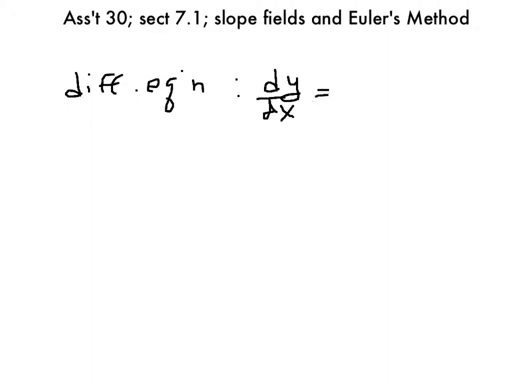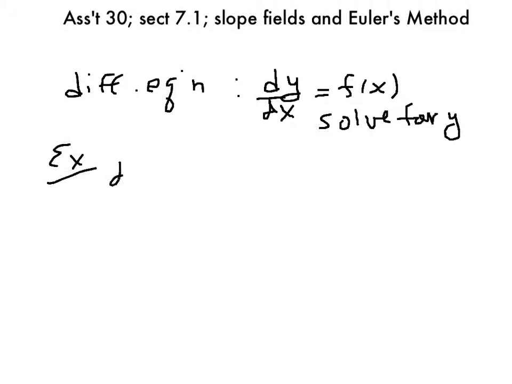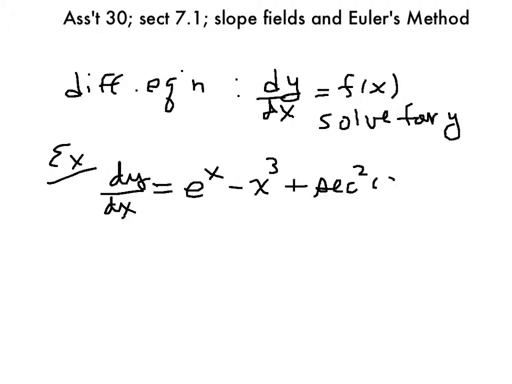dy/dx equals usually just something in terms of x. And what we're trying to do is solve for y. In other words, find the expression for y such that dy/dx is equal to f of x. So let's just look at a simple example. Suppose I tell you that dy/dx is equal to e to the x minus x cubed plus sec squared of x. What does y equal?